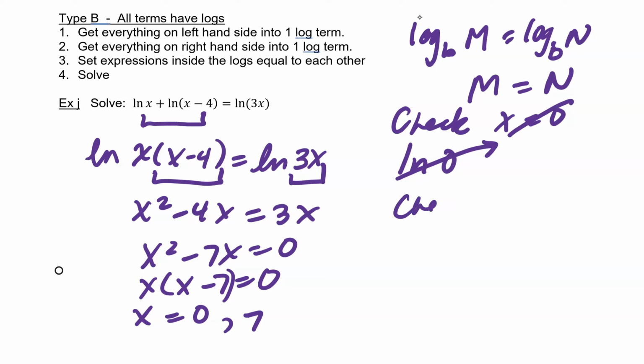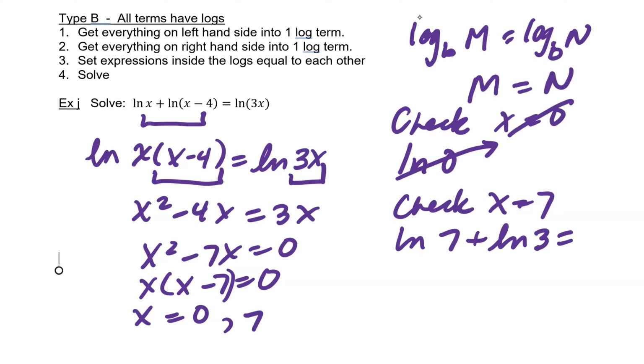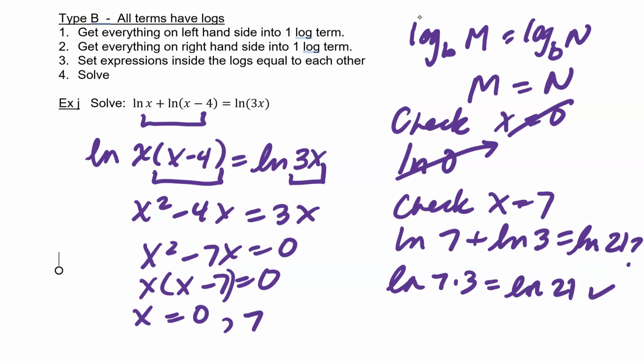But if we check the second solution, x is equal to 7, then I have natural log of 7 plus natural log of 7 minus 4, which gives us 3, and we ask, is that equal to natural log of 3 times 7, which is 21? If we test it out, putting the two logs together, natural log of 7 times 3, that does give us natural log of 21, and therefore this is a good solution, and we have checked it.